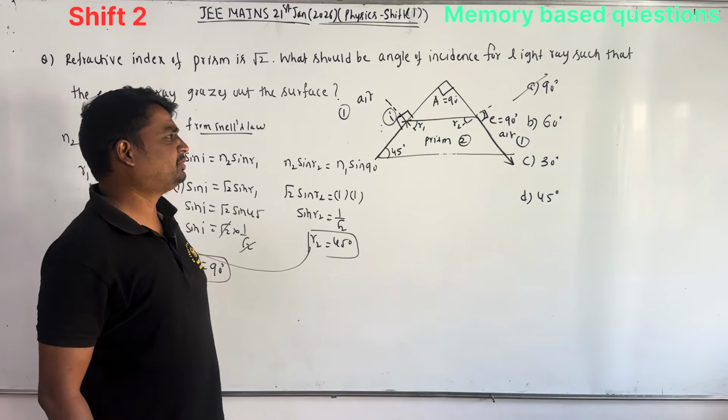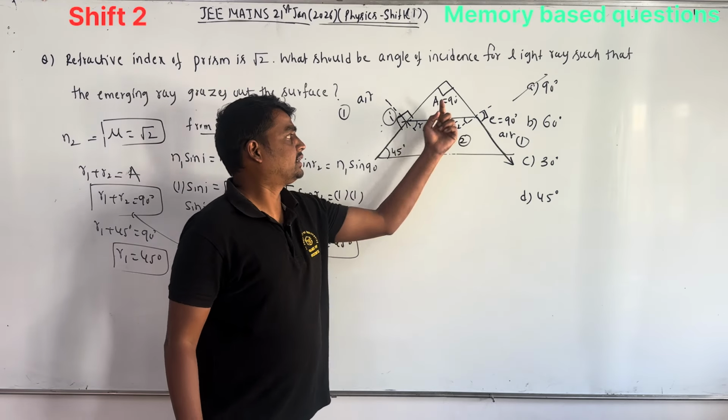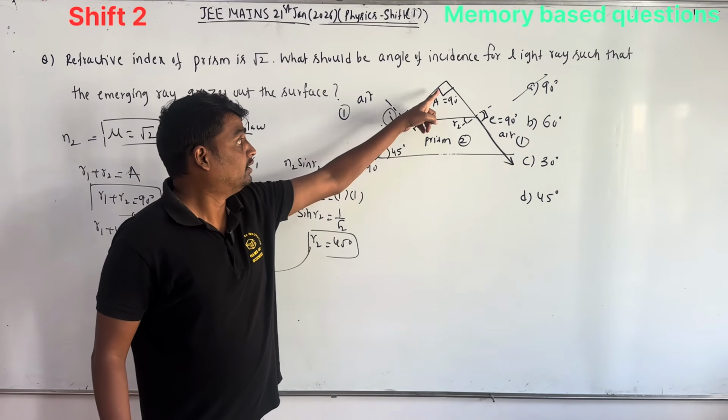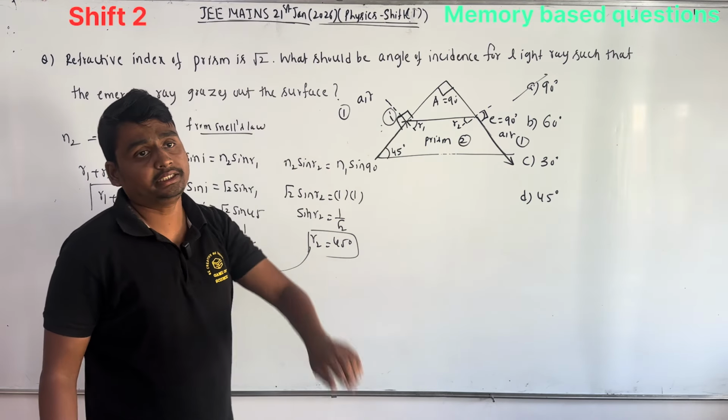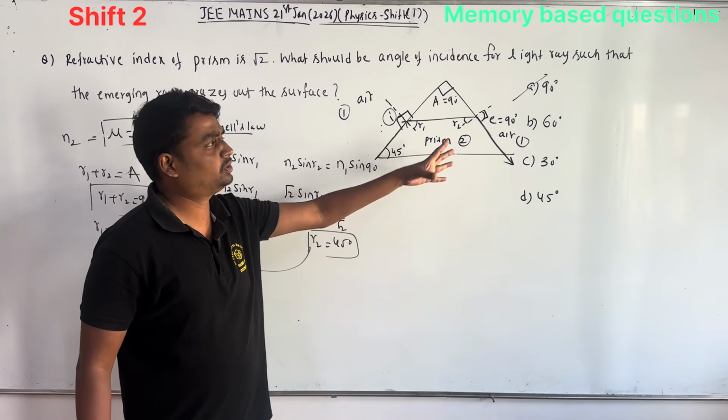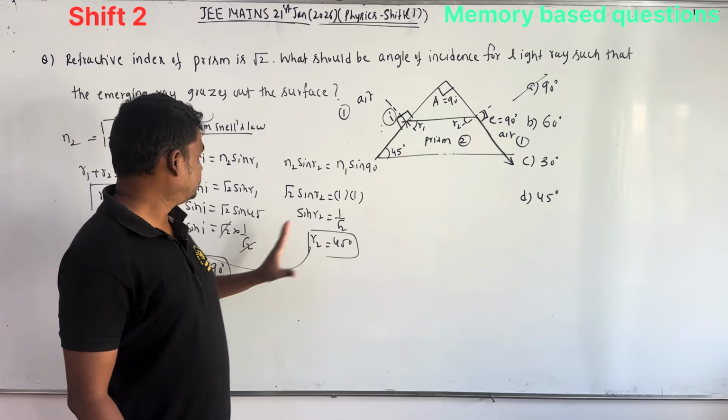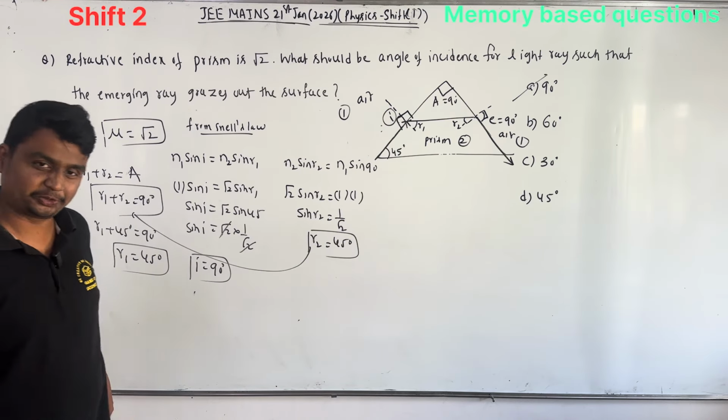So this is the direct question we already know. If the incident ray comes like this, then it will graze out like this for the equilateral prism with the 90 degree angle of prism. With the direct question, you can directly take 90, or you solve and we can prove it. Right? Next we go for the next question.